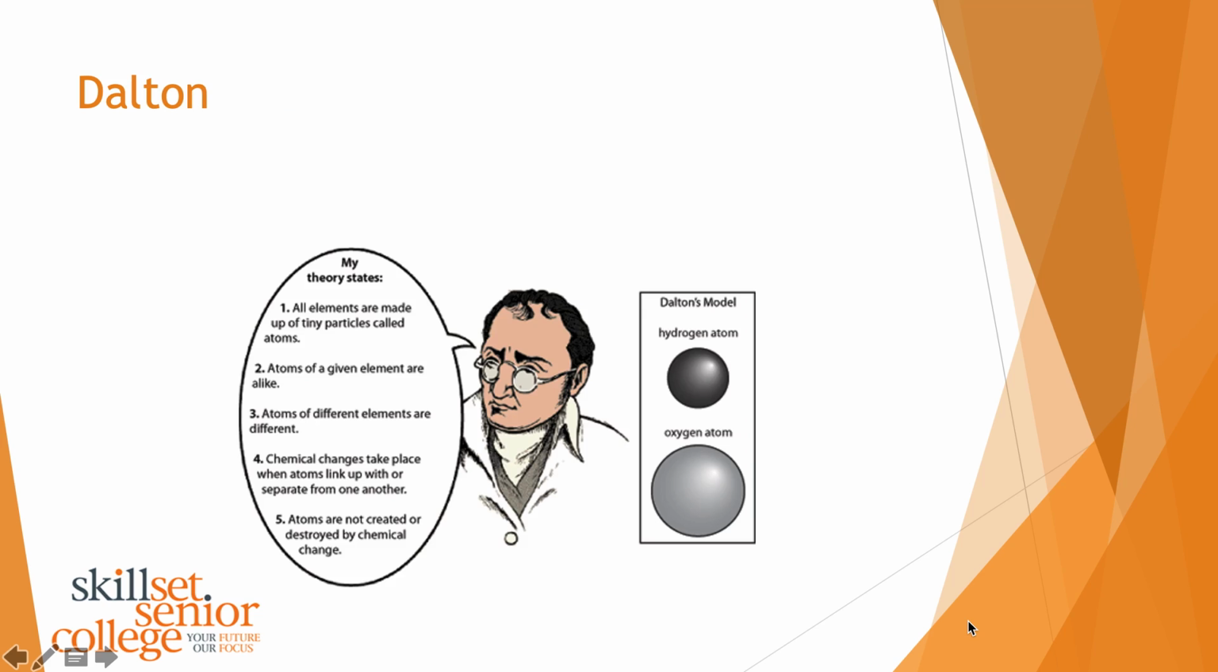Dalton came along with his theory, and his theory stated that, number 1, all elements are made up of tiny particles called atoms. Number 2, atoms of a given element are all alike. Number 3, atoms of different elements are different. Number 4, chemical changes take place when atoms link up with one another or separate from one another. We've looked at that a little bit already. And number 5, atoms are not created or destroyed by chemical change. So that's ringing with Lavoisier's theory, the atomic theory of the law of conservation of mass. So this is his model, and Dalton's model was built upon later by other people.